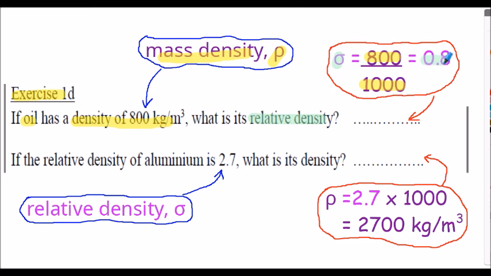In the second part of the question, we're given a relative density of aluminium. It's 2.7, so that's the relative density, symbol sigma. To find the mass density, we multiply the relative density by the density of fresh water at 1000 kilograms per meter cubed. So the actual mass density is 2,700 kilograms per meter cubed. Again, notice that relative density has no unit and mass density has the unit kilograms per meter cubed.